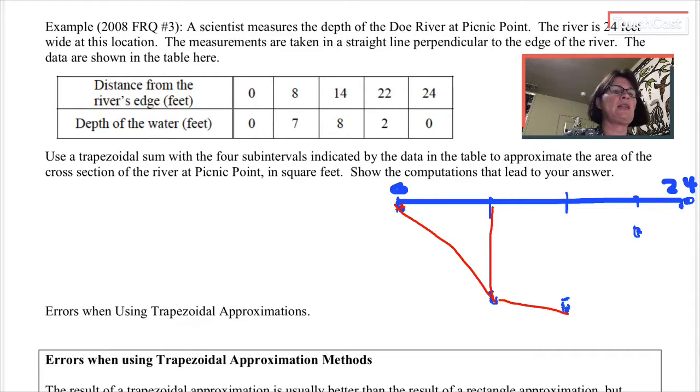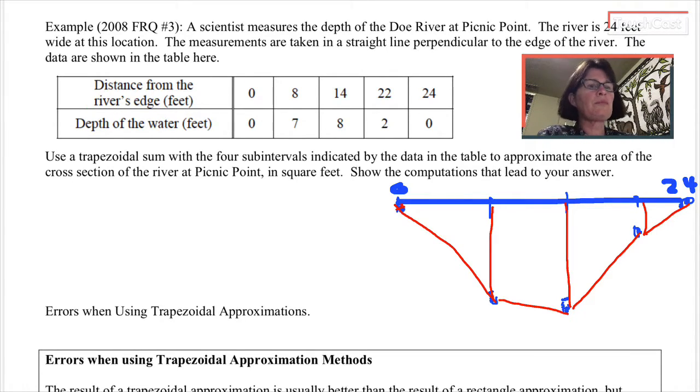I'm going to average the 7 and the 8. Here I'm going to average the 8 and the 2. Here I'm going to average the 2 and the 0. I'm going to have another triangle at the end.